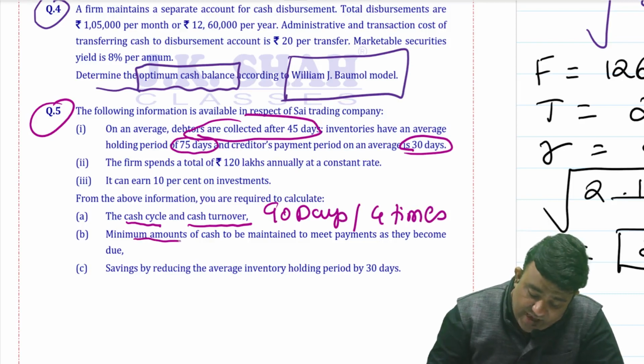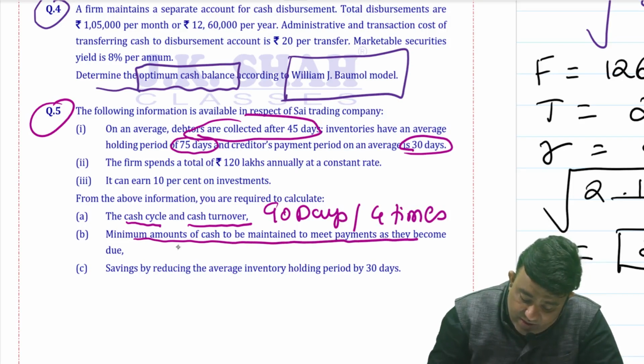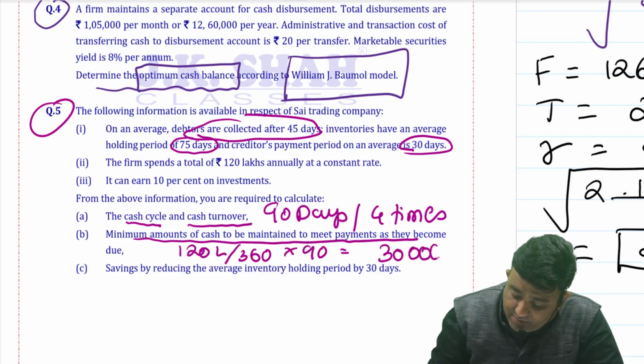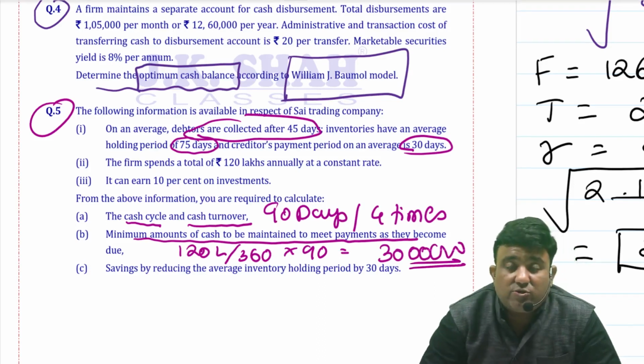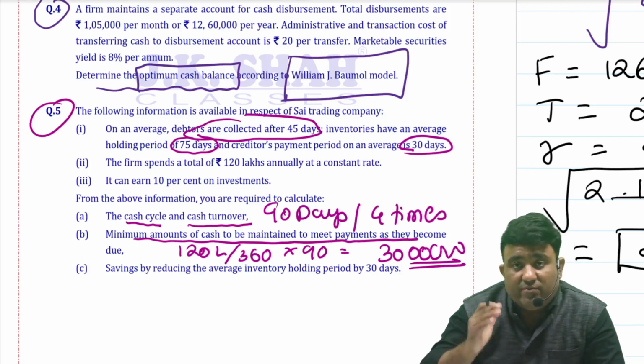And minimum amount of cash to be maintained is the working capital requirement. So remember, 120 lakh is a requirement for 360 days. And I'm going to keep a cash of 90 days. So my answer is going to be 30 lakh rupees. I'm supposed to keep as cash on hand. Not cash on hand exactly, but working capital.